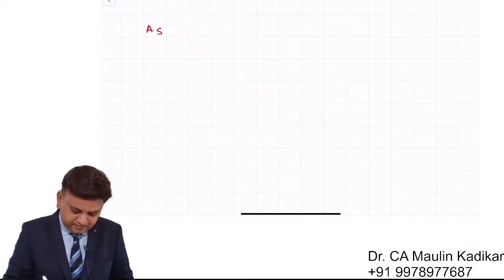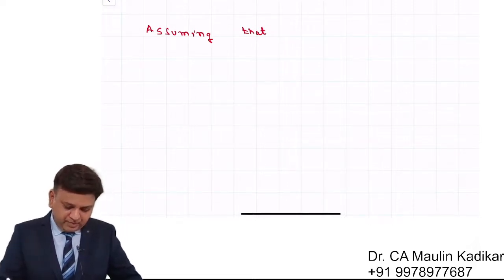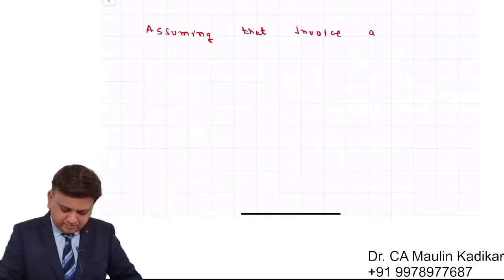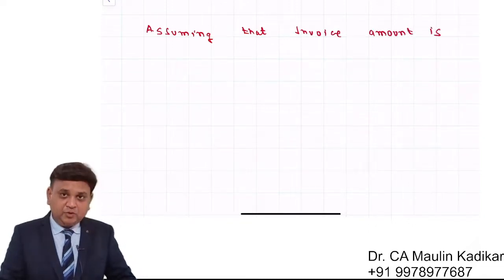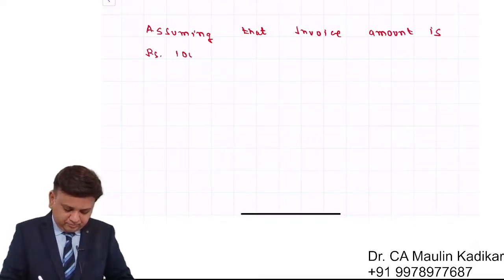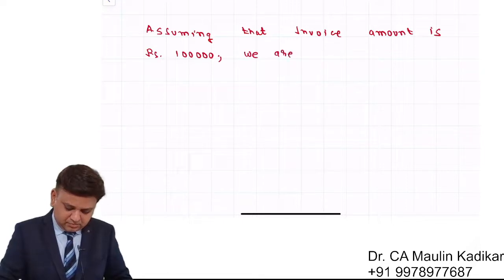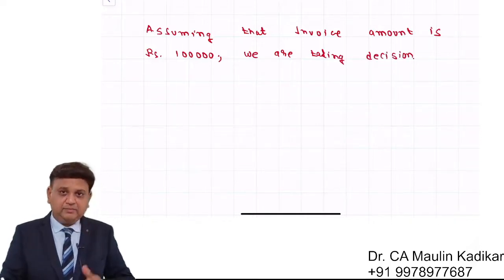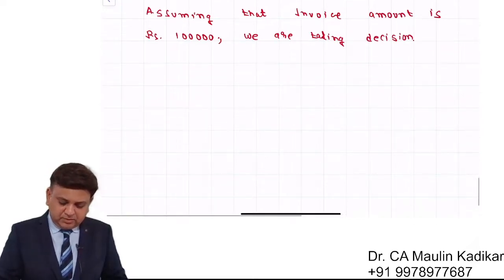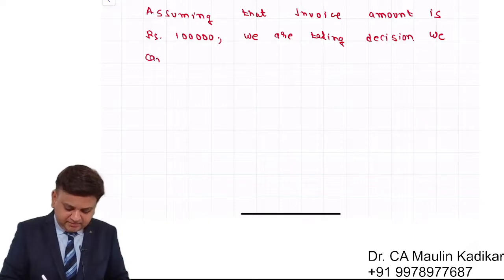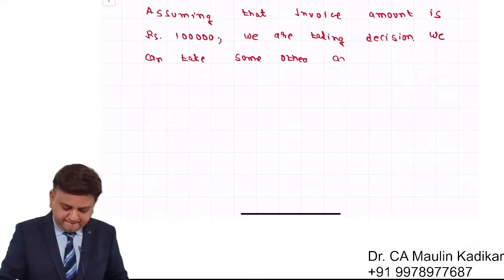Assuming that invoice amount is rupees 1 lakh, comma, we are taking decision. Full stop. Read on further in that. We can take some other amount also. Full stop.